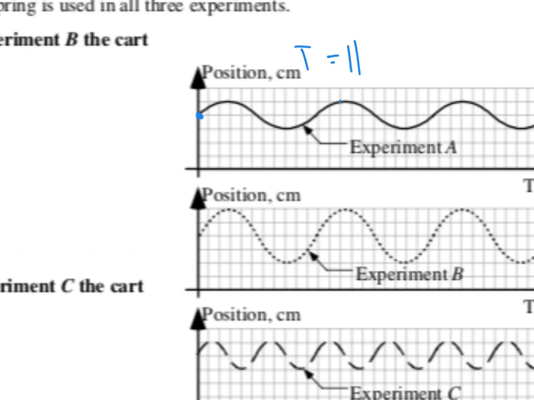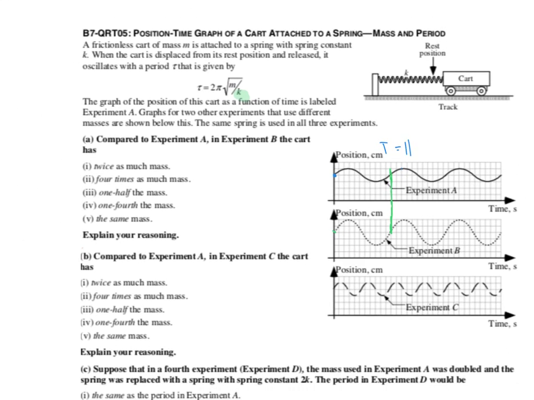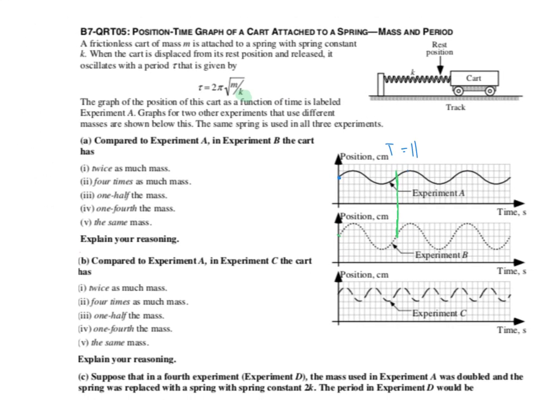If we look for B, it's going to be from here to here, and here we can at least play the game and say, oh wait, it's the same period. Since it's the same period, it's going to be the same mass. So we'll go back here and say it has the same mass.